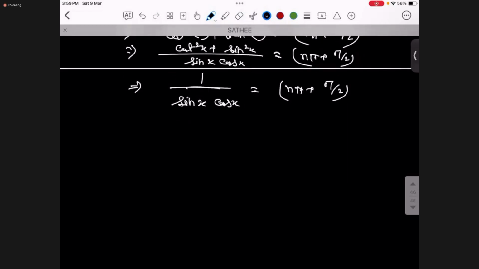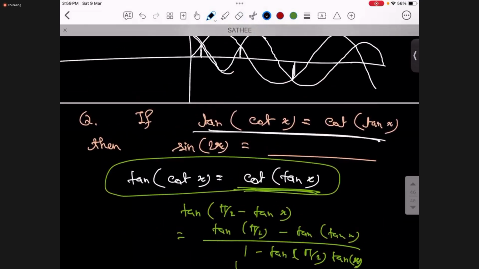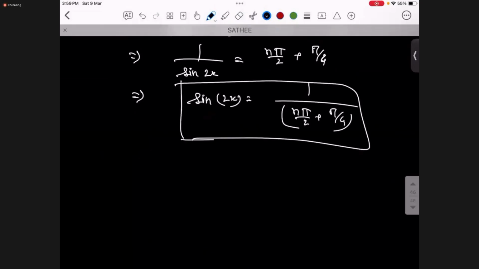If we divide both sides by 2, what will we get? So, we obtain 1 by sin 2x equals n pi by 2 plus pi by 4. So, what will we get from the formula for sin 2x? So, sin 2x equals 1 by n pi by 2 plus pi by 4. Yeah. So, thus we can obtain the value of sin 2x.